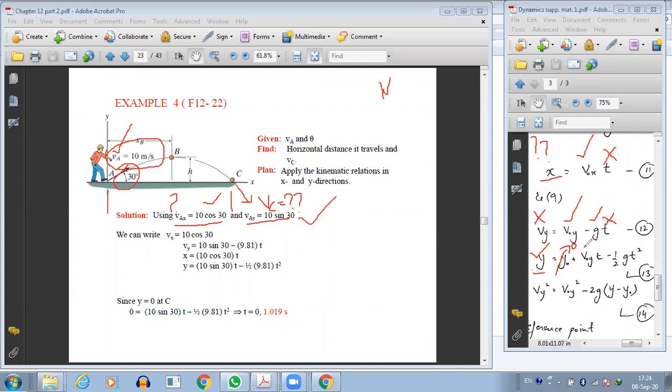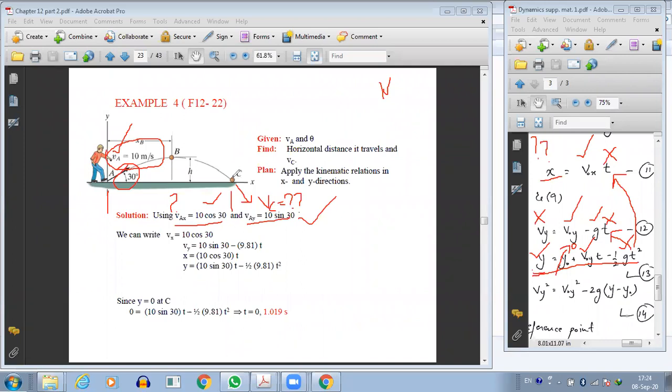So we know y. Do we not know y? Yes, y is known. We know g. Only time is unknown. So this is the best equation. In this equation, only time is unknown and we can find the time. Once you have the time, you can substitute the time here and you can find x. Once you have the time, you can substitute the time here and you will find Vy. Vy is the final velocity, the component of final velocity in the y direction.